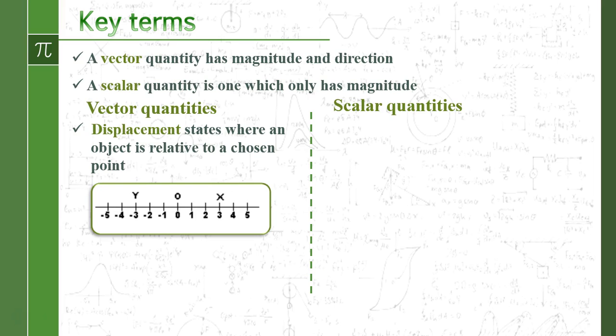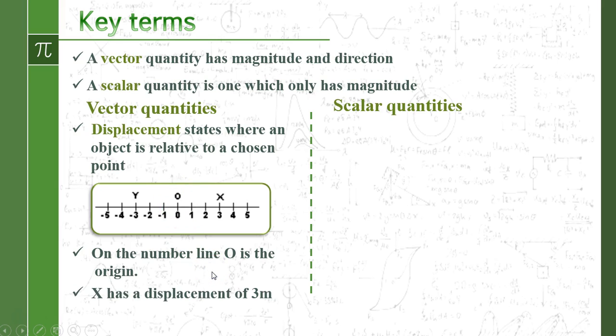If we have a look at this number line here, we've got O on the number line, which is the origin, and we would say that X has a displacement of 3 meters from the origin, so that distance there being 3, whereas Y has a displacement of -3. Note the negative, saying Y is to the left of the origin, so its displacement from O is different to the displacement of X from O. So X is 3 meters, Y is -3.